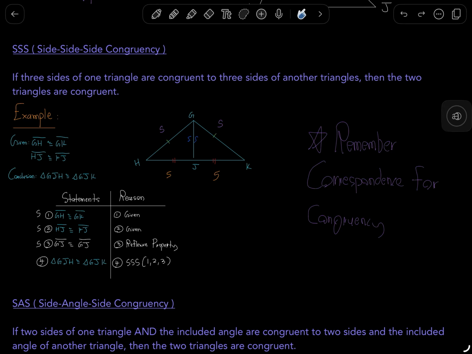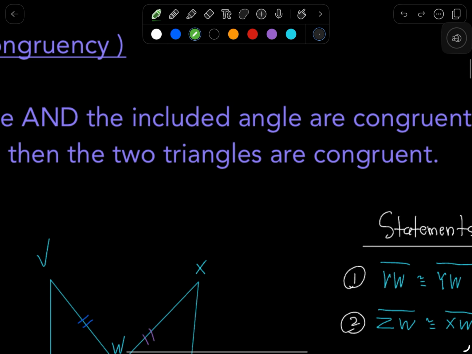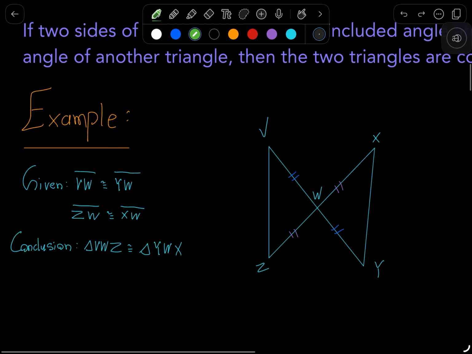So let's move on to the next one. SAS. SAS is side angle side, and what that states is if two sides of a triangle and the included angle are congruent to the two sides and the included angle of the other one, then the two triangles are congruent, right? Remember, included just means the angle between the two sides.